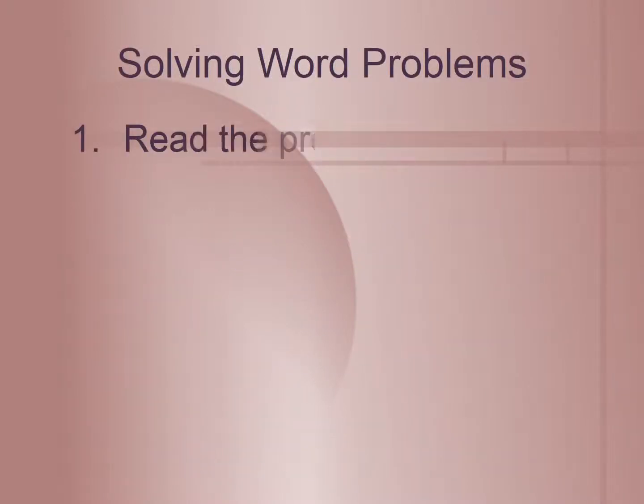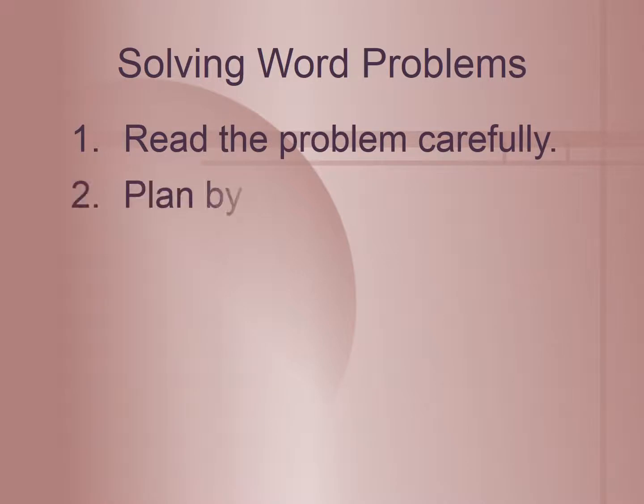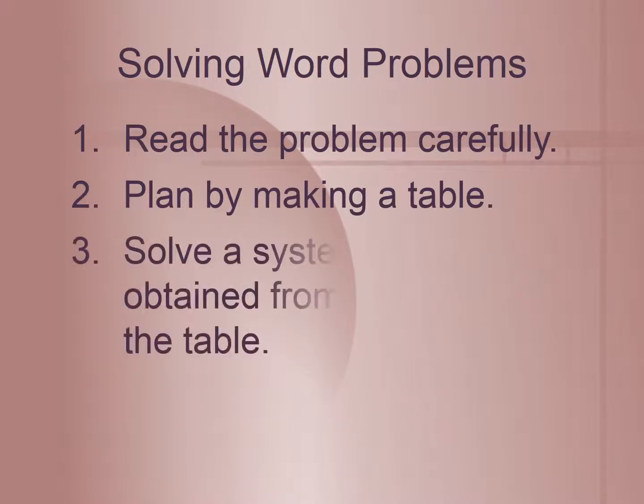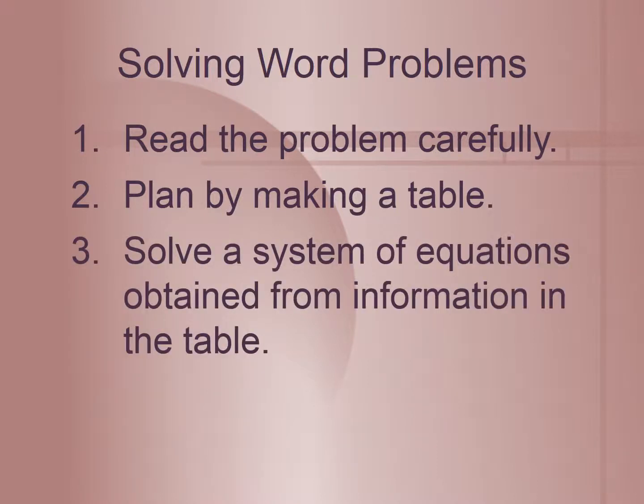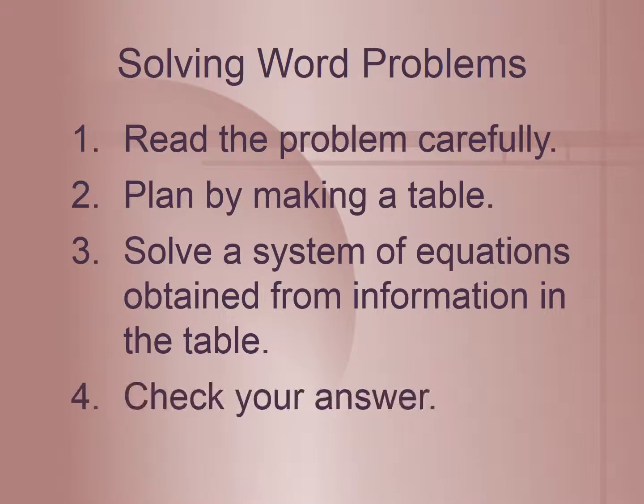All right, so when solving word problems, the first thing we want to do is read the problem carefully. And then we're going to make a table. A table is always useful. And then we solve a system of equations obtained from the information in the table. Like I did, I knew what my total cost was supposed to be, and I knew my total pounds was supposed to be one thing. So I had a system of equations so that I could solve. And then, of course, check your answer. Make sure that it makes sense.